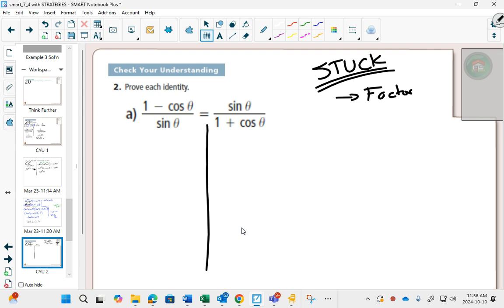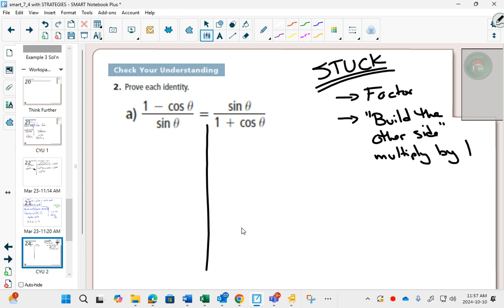I'm so sorry. Okay? But the second strategy that you are allowed to use, I give it a special name. I named it myself. I call this strategy build the other side. Technically, you do that by multiplying by 1. If you get stuck, take your answer and multiply it by 1. Which doesn't make much sense, does it? But it's going to.